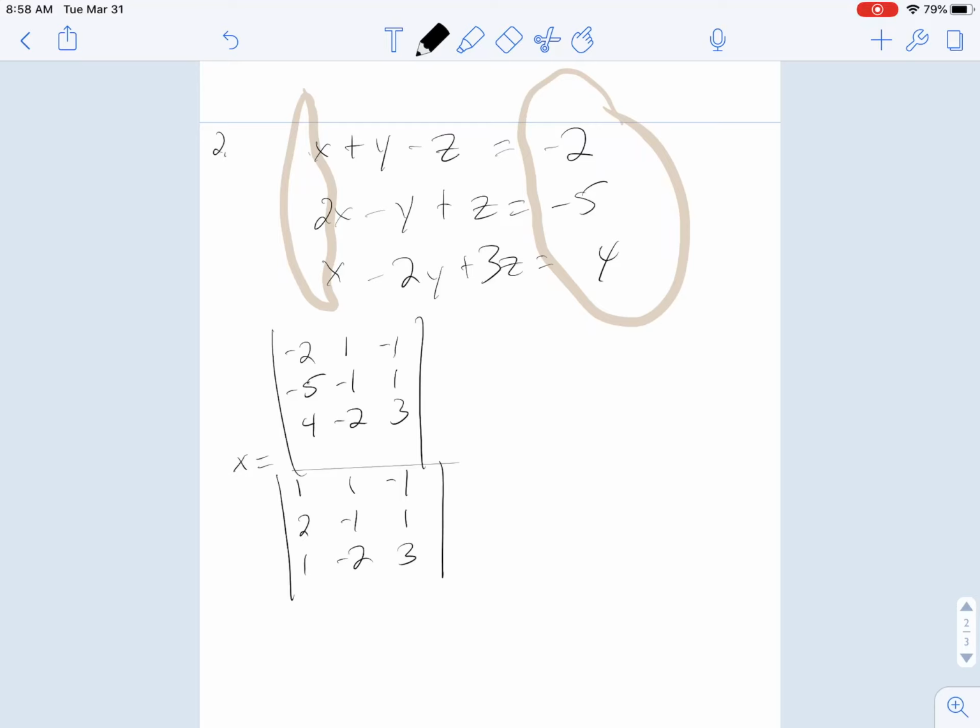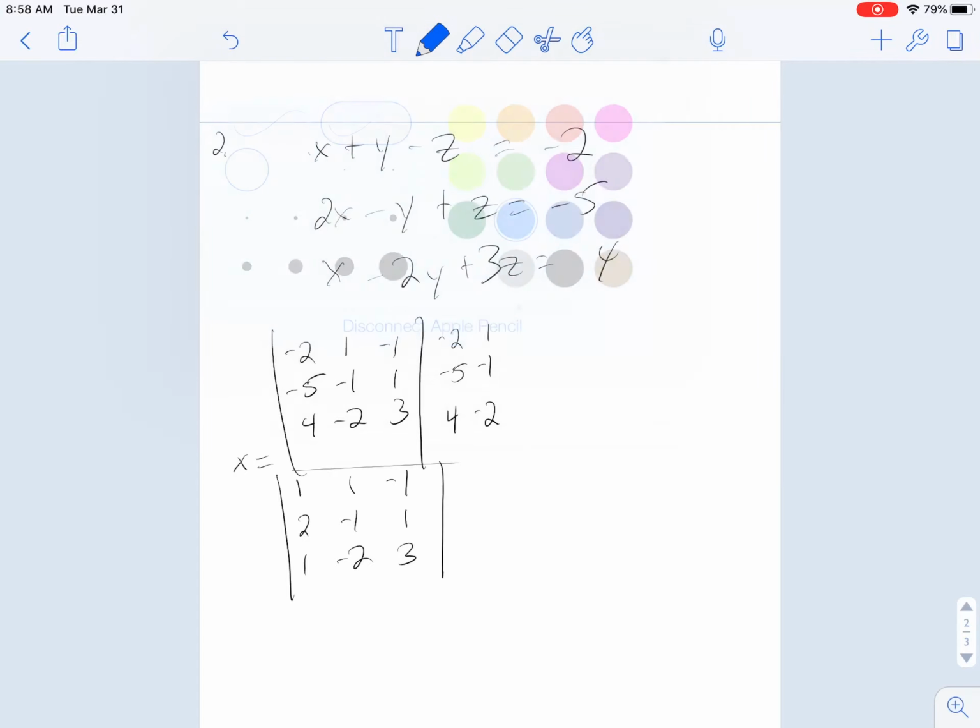So if you recall, to find the determinant of a 3 by 3 matrix, we rewrite the first 2 columns: negative 2, negative 5, and 4; 1, negative 1, and negative 2. Okay? And what's going to happen? I'll kind of color code it for you.